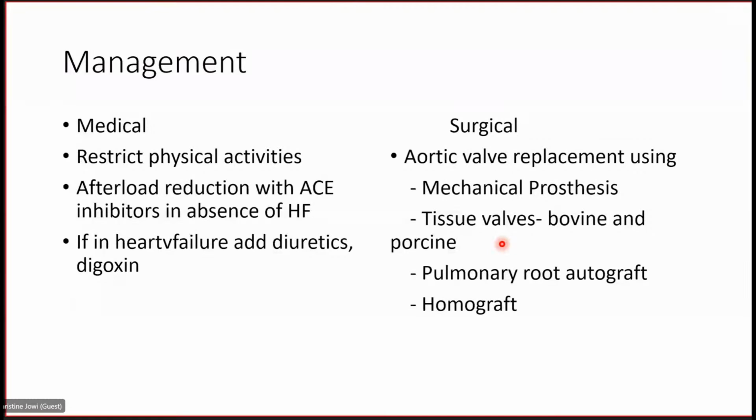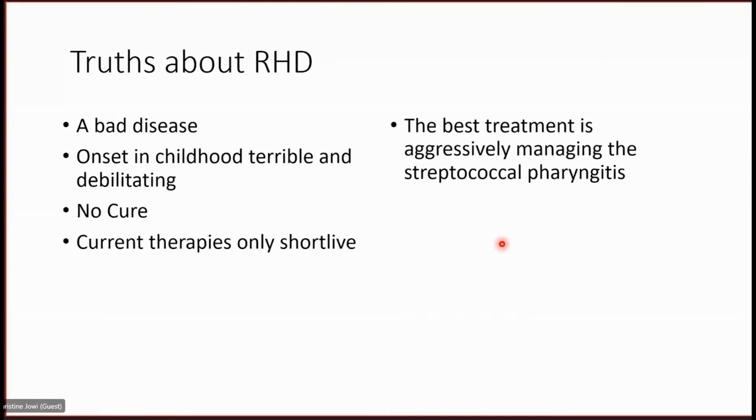So you can see that rheumatic heart disease is a bad disease. That's the truth about it. And when it occurs in childhood, it is terrible. It has no cure, as you have seen. The therapies that we give, whether surgical or otherwise, are short-lived. So the best thing is to prevent it. You can see how prevention is what helps this patient. That is why when we find patients with features of rheumatic arthritis, we permanently put them on penicillin injections to stop any streptococcal pharyngitis.